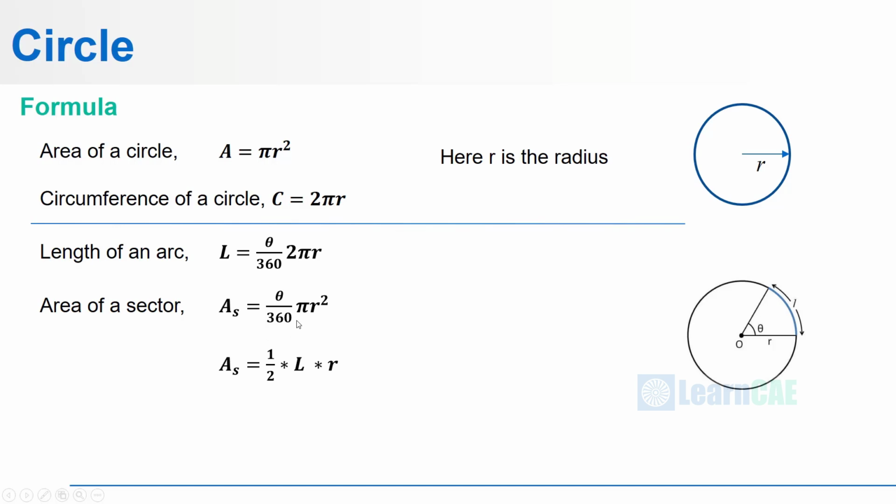Similarly, the area of a sector is theta by 360 into pi r square. Area of the sector is also given by half into length of the arc into radius of the circle. This is similar to the triangle formula. It is half into arc length into radius.